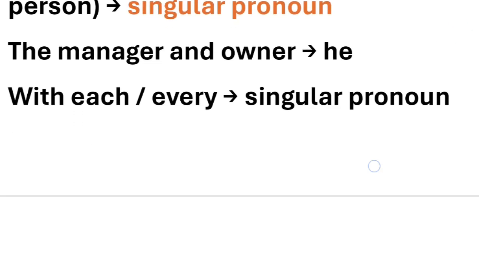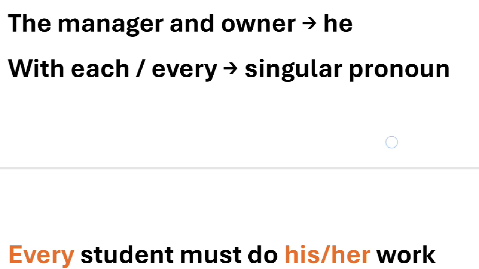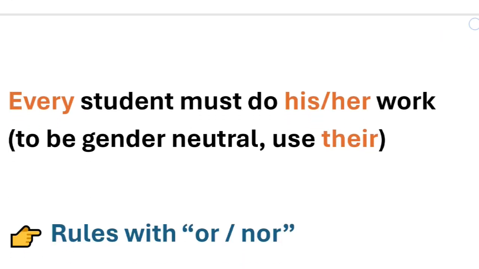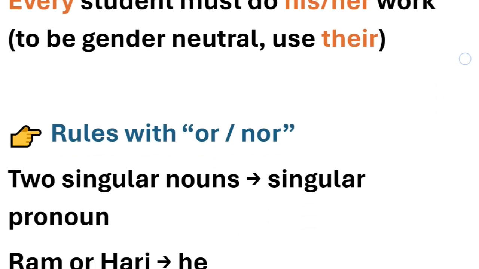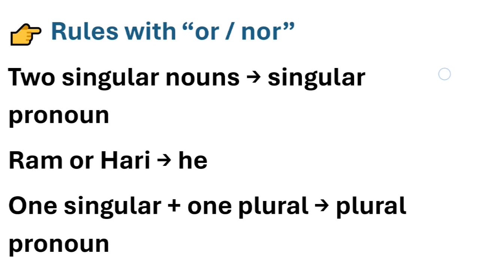With each and every, we use a singular pronoun. Each and every, we use a singular pronoun. So let's understand this. Every student must do his or her work. If we understand the gender of the person, if there are a lot of people and we're considering all of them are masculine, we'll use his, and if they're all feminine, female, we use her for that. Okay, but if we don't know their gender, there are a lot of people, men and women, all of them sitting in that group, then we'll use their in that case to be gender neutral.